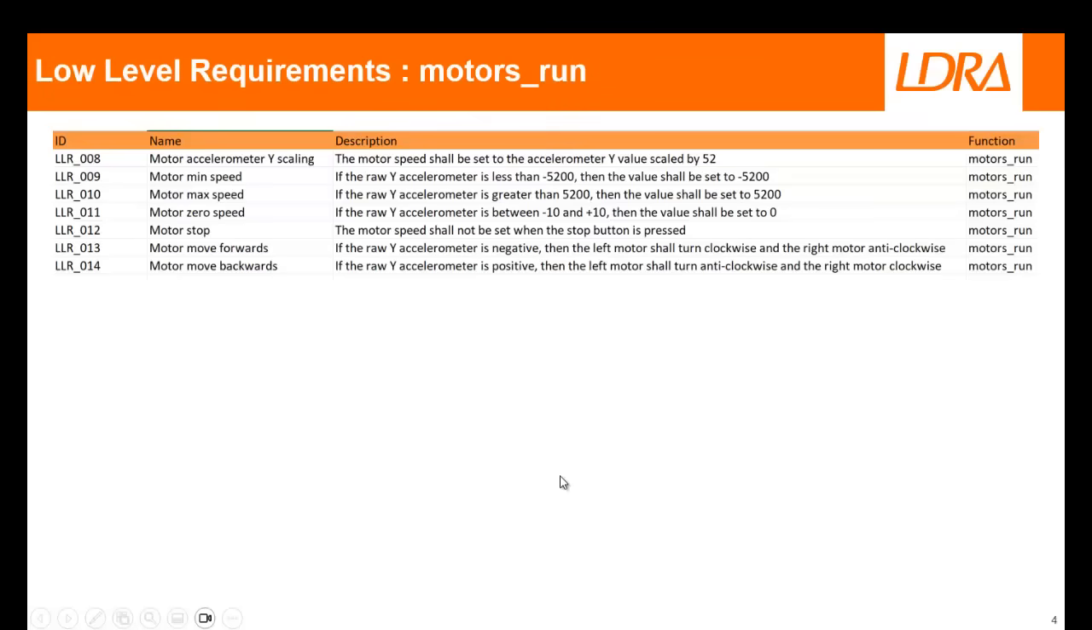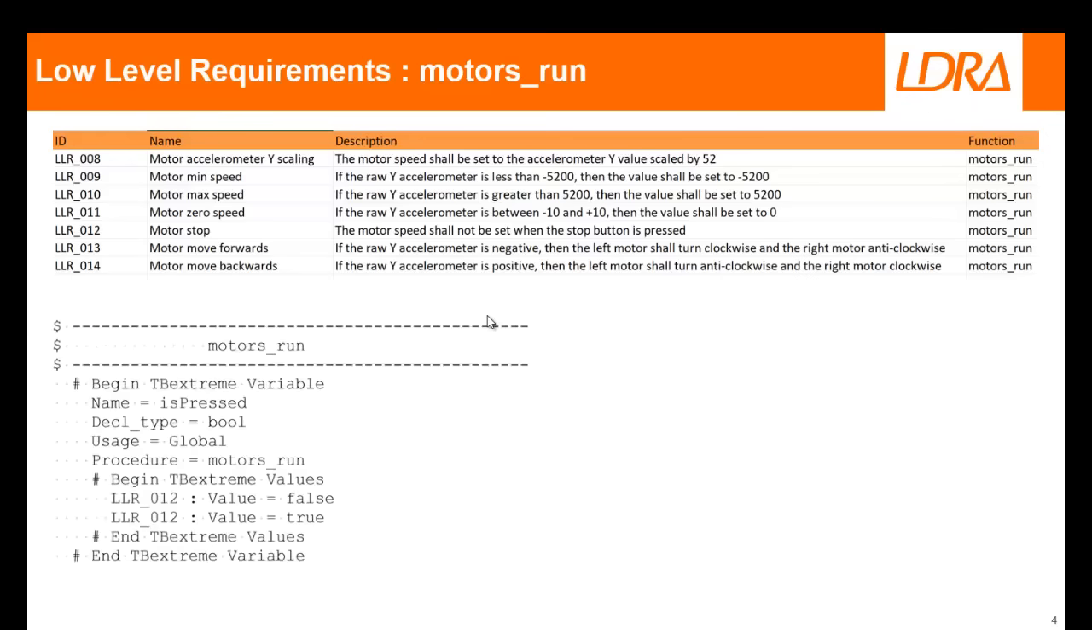Here I've got 8 simple requirements for the function motors run, and I've taken a look at these requirements and created a file where I specify, here I've got requirement LDRA 012, the motor speed shall not be set when the stop button is pressed, so basically the variable is pressed, and I want to try it as false and also true.